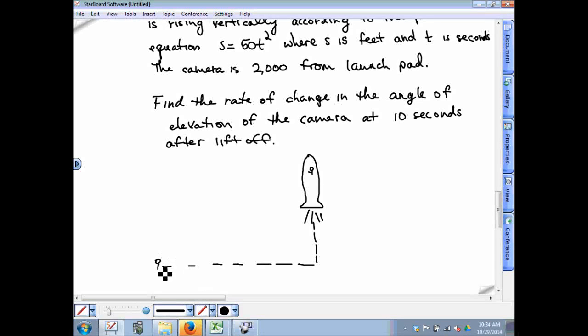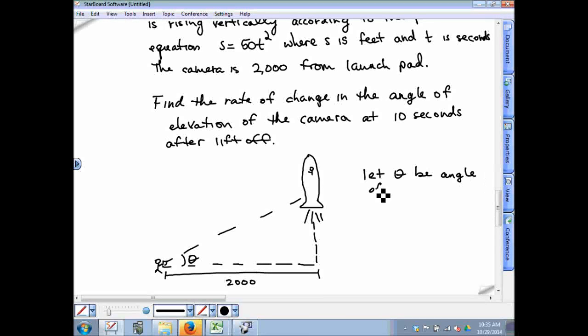There's a camera guy here saying, "Hey, that's cool." He's got his little camera there on the ground, on ground level, and he's 2,000 feet away. Angle the camera. And then we have this angle of elevation theta. So let theta be the angle of elevation.